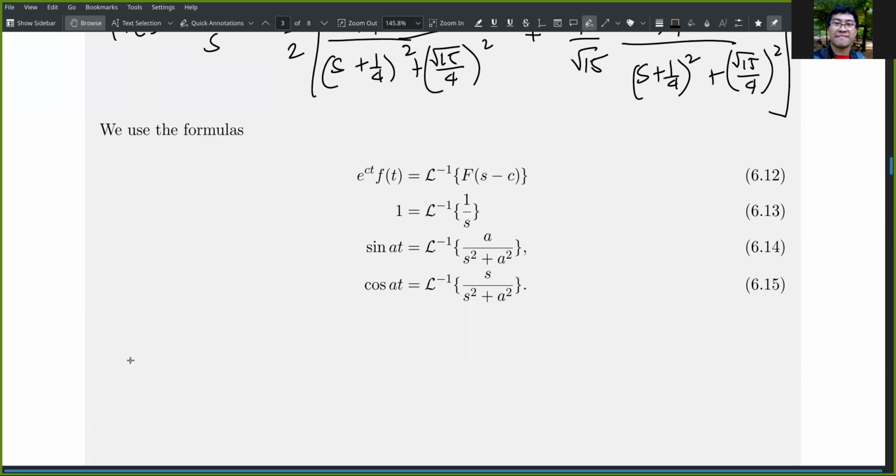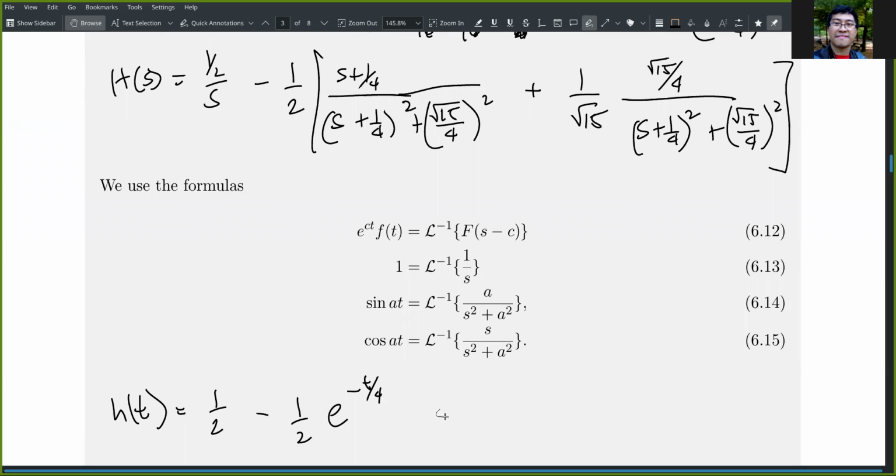So h then, or small letter h, is 1/2 times 1 minus 1/2 of e to the minus 1/4 t, let's call that t over 4, times cosine of, this is our a, square root of 15 over 4 t, plus 1 over square root of 15 sine of square root of 15 over 4 t.